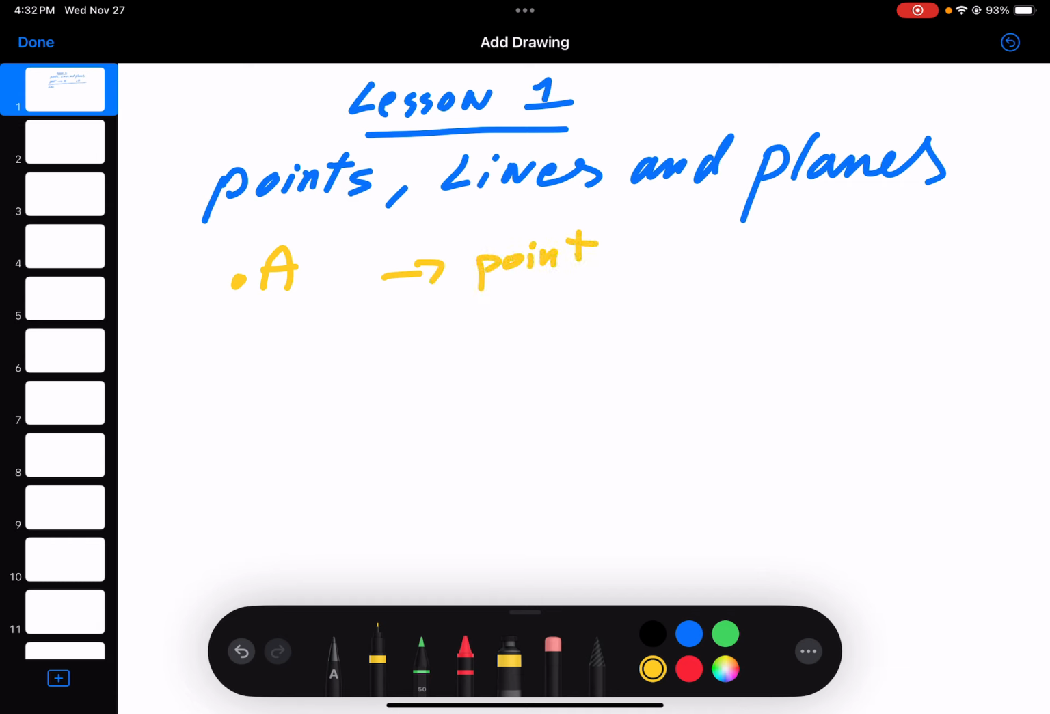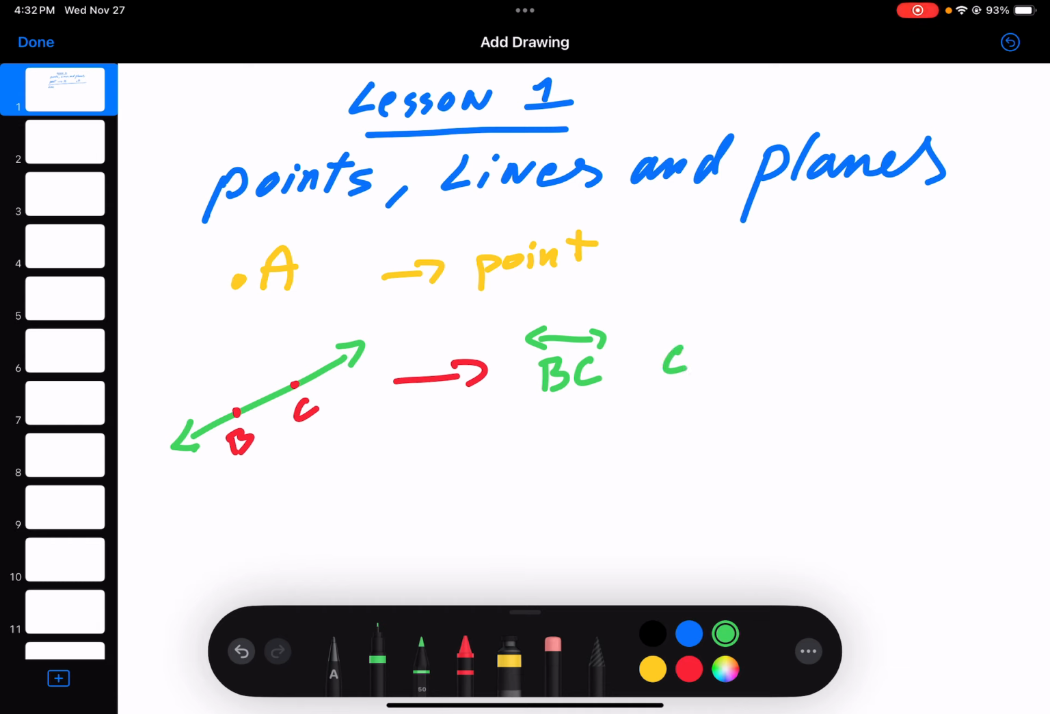A line extends infinitely in opposite directions. So it will be, let's say, a green line, and it's defined with 2 points at the minimum. Let's say points B and C. And the notation for the line is denoted as BC with a double-sided arrow on top. So BC denotes the line.